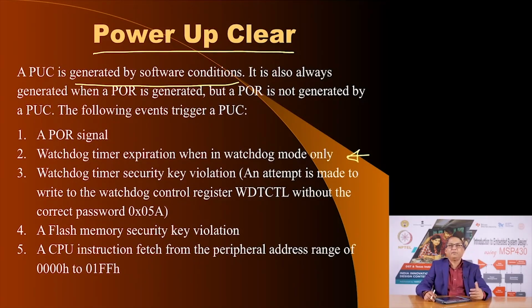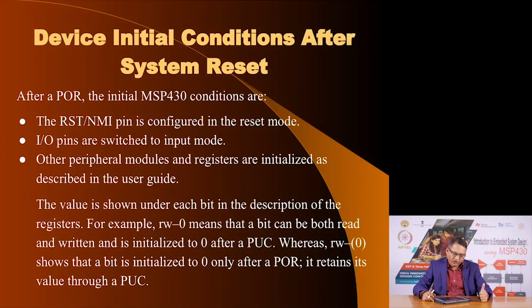Of course, whenever a power on reset signal happens, that also generates a power up clear signal, but additional to that, a watchdog timer or a security flash memory access violation or a CPU trying to fetch something from the peripheral address range. Each of these 4 events could lead to a power up clear signal being generated. What happens in them? Whether it is power on or power up, the system is going to restart fetching the first instruction as pointed to by the reset vector.